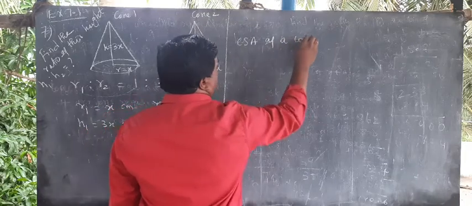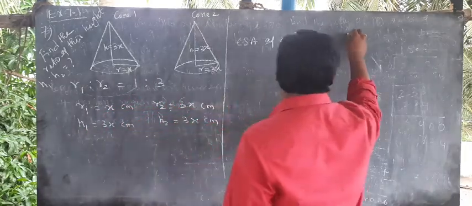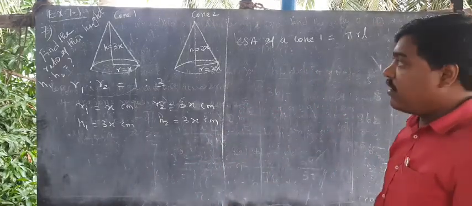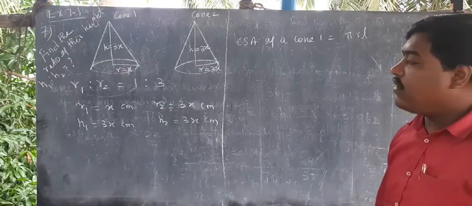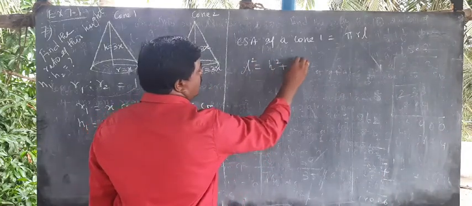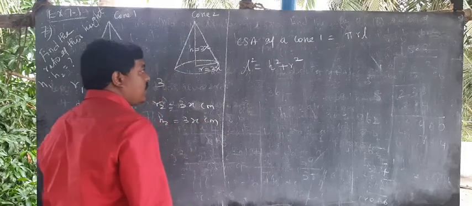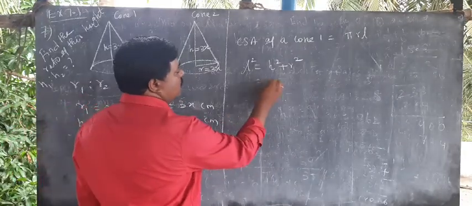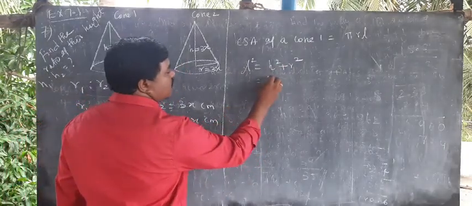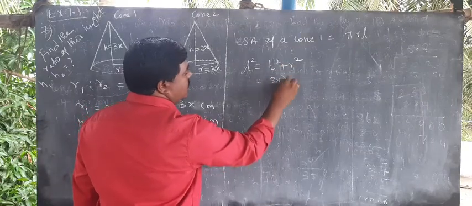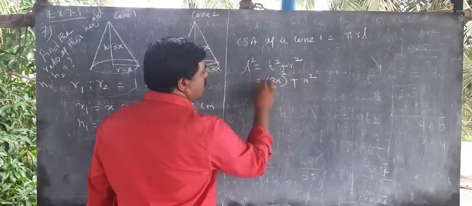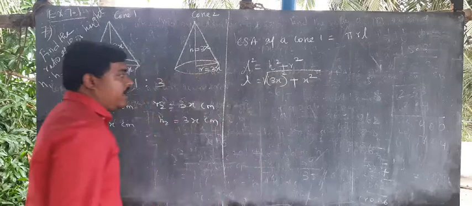Curved surface area of cone 1 equal to pi r L. What is L here? We don't know L. So L square equal to h square plus r square. Here h is 3x, so 3x whole square plus r equal to x, x square. So I put the root here.